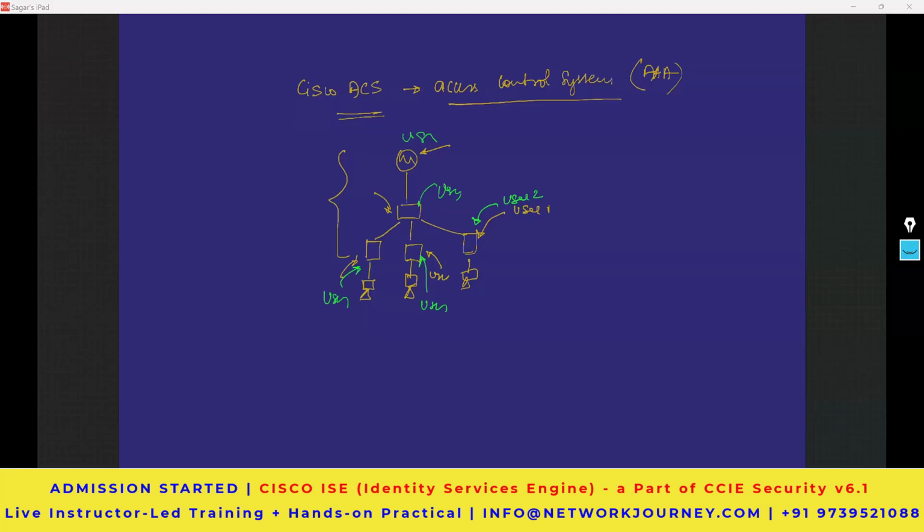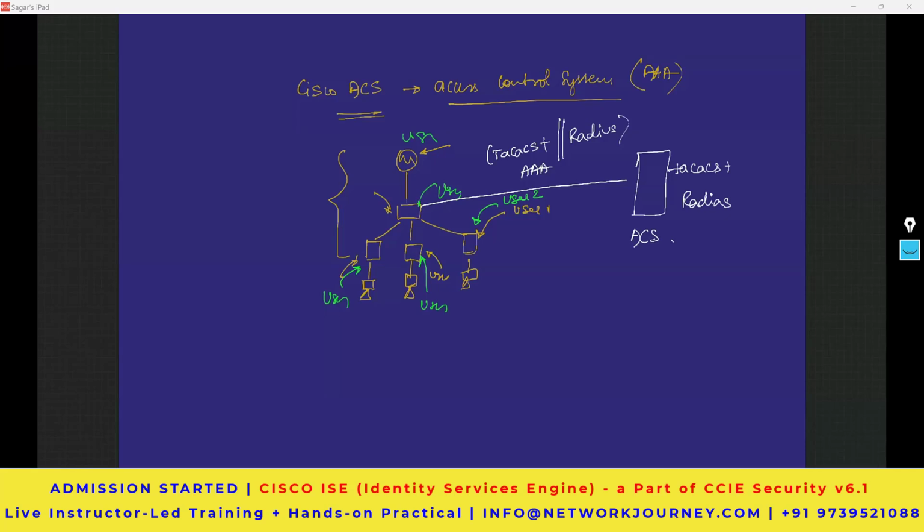So what we used to do was connect the ACS system, ACS, that is access control system, and configure AAA technology. AAA supports two protocols, either TACACS+ or RADIUS. ACS supports both of them. It supports TACACS+, or you can have it as a RADIUS server, either one of them. Then you enable AAA on each device and point it to that server.